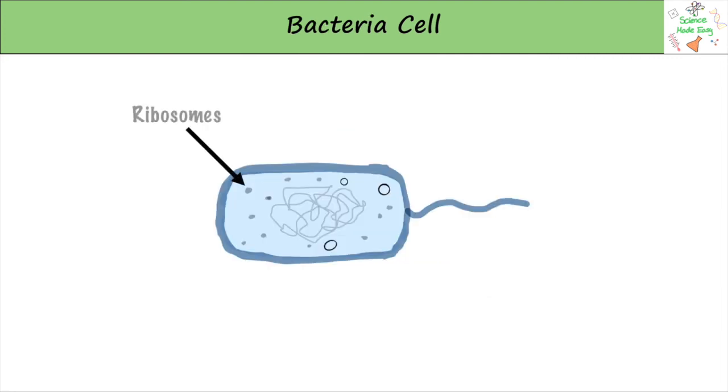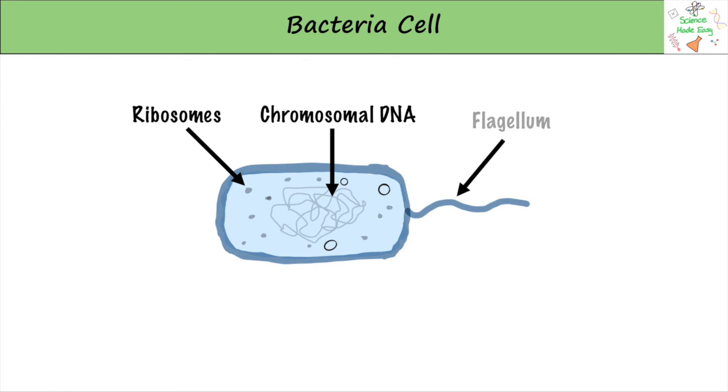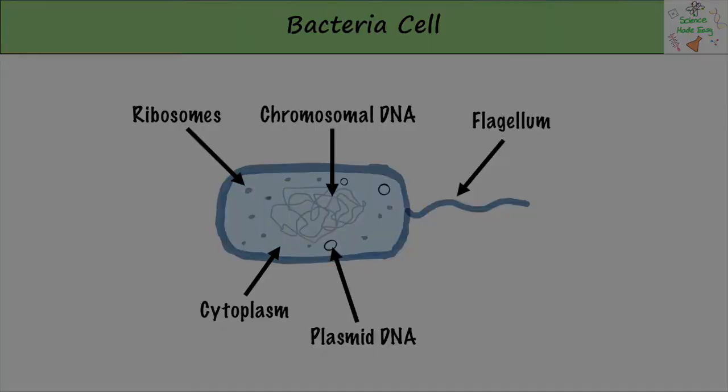The bacteria cell has ribosomes like an animal and plant cell, however its DNA isn't in a nucleus. Instead it's loose in the cytoplasm. It has a flagellum which is almost like a tail to help the cell move. It also has plasmid DNA, which are small loops of extra DNA for the cell. It has a cytoplasm just like the animal and plant cell to hold all of these structures in place.